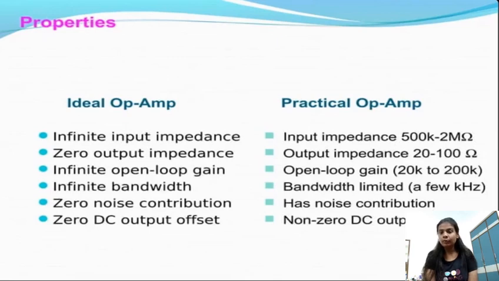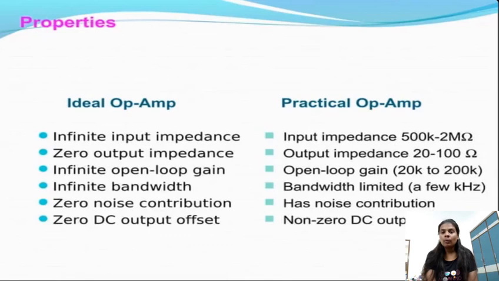There are actually two types of op-amp: ideal op-amp and practical op-amp. The ideal op-amp properties are: it has infinite input impedance, zero output impedance, infinite open loop gain, infinite bandwidth, zero noise contribution, and zero DC output offset.